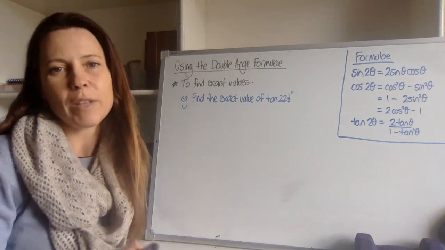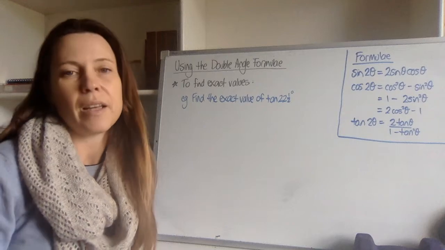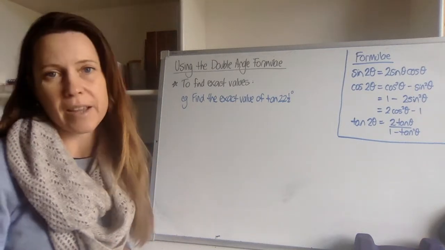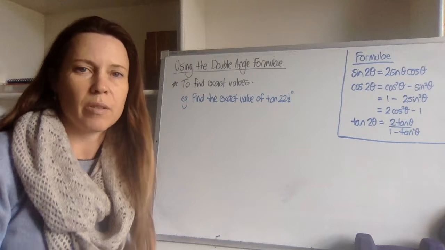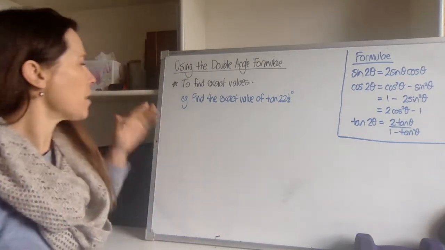Now we can use these double angle formulae for a few different things. Sometimes they're really handy to prove an identity, and they're also quite handy for finding exact values. Now you've got to sometimes use a little bit of problem solving to work out how to use them to find your exact values. So here's a good example.